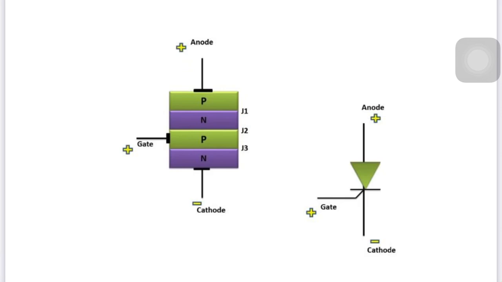Now, the biasing of the SCR. We connect the voltage across anode to cathode, with the anode made positive with respect to the cathode, so current tries to flow from anode to cathode. You can see that the PN junction J1 and the PN junction J3 are in forward bias. But J2, having an NP layer, is in reverse bias.